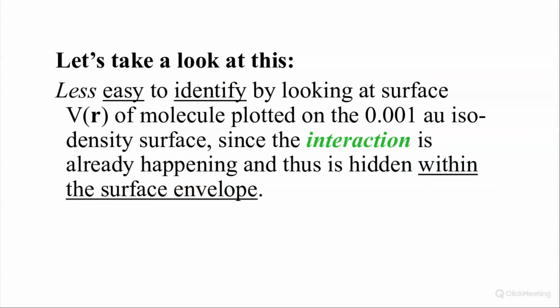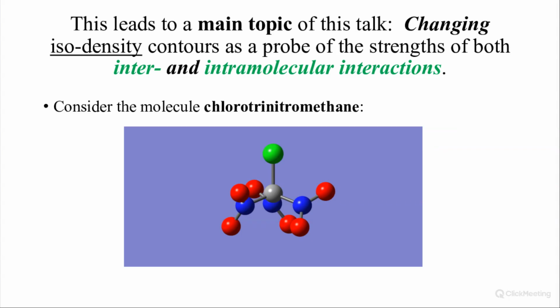Just what I said, it's less easy to identify by looking at the potential at the 0.001 because the interaction is already happening and it's hidden within the surface envelope. Okay, great. Now I am moving on to one of my favorite molecules.